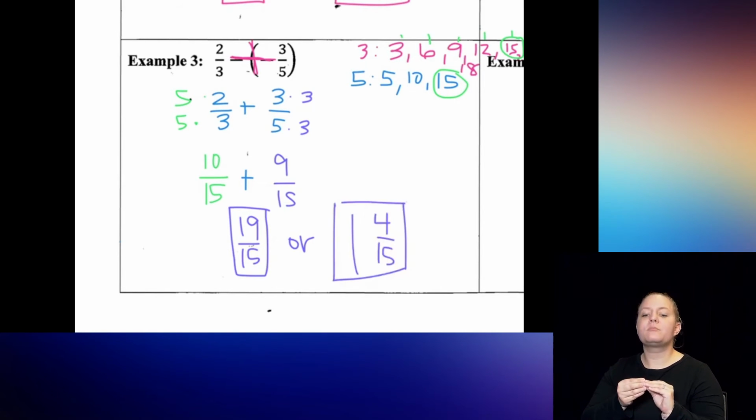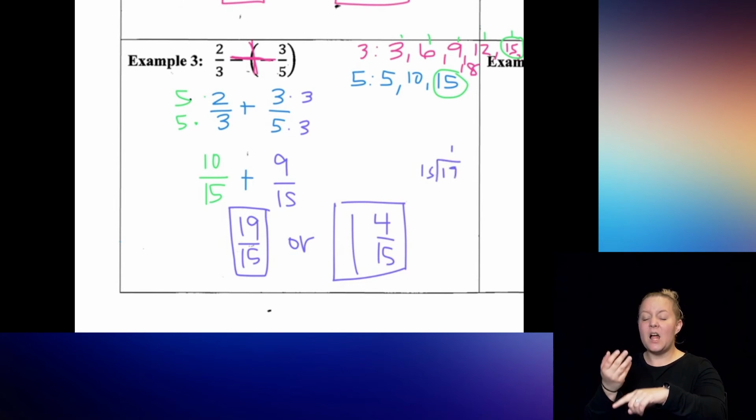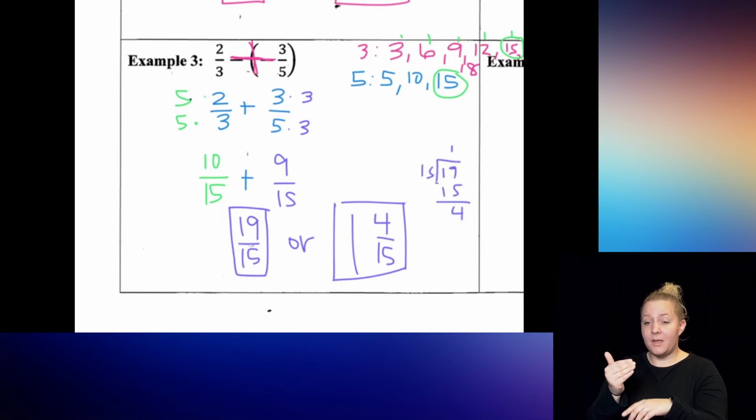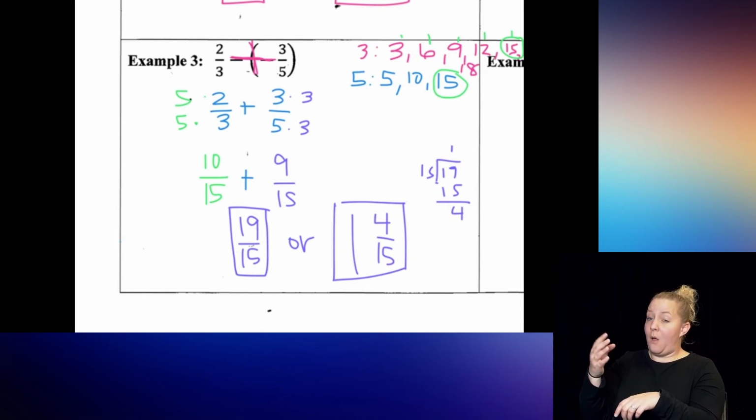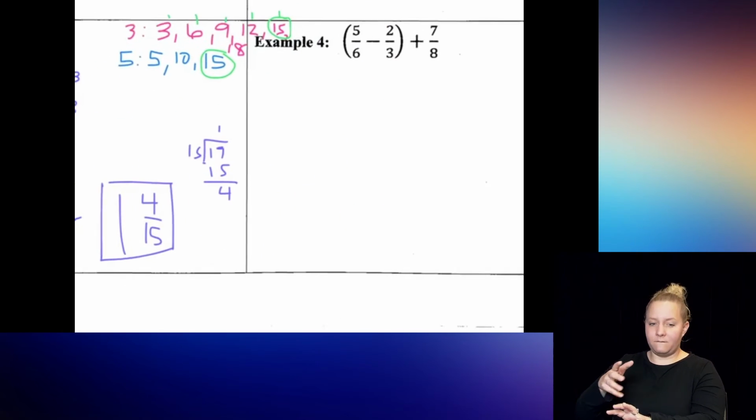All right, hopefully you ended up with 1 4/15 by saying 19 divided by 15. It goes in one time, 15 with a remainder of 4, so 1 4/15. All right, moving right along to example 4.